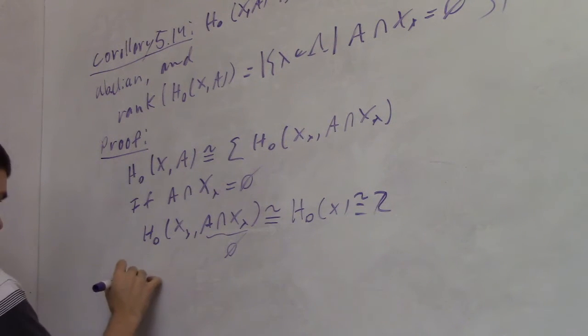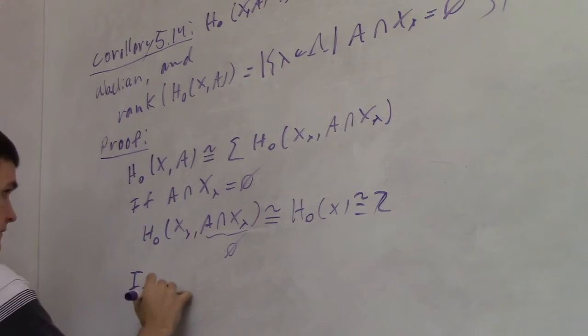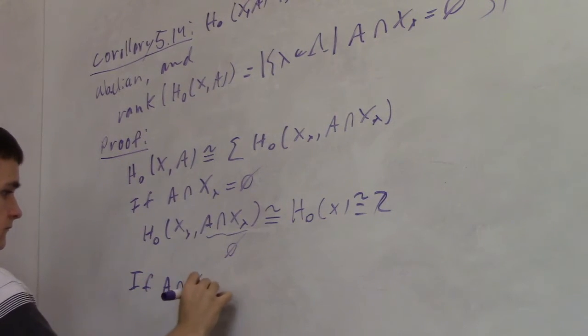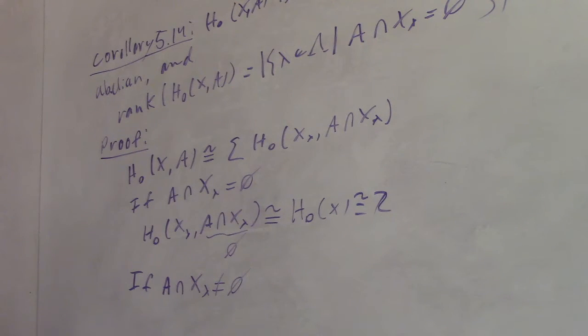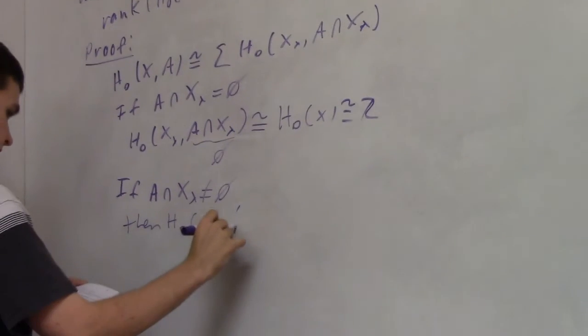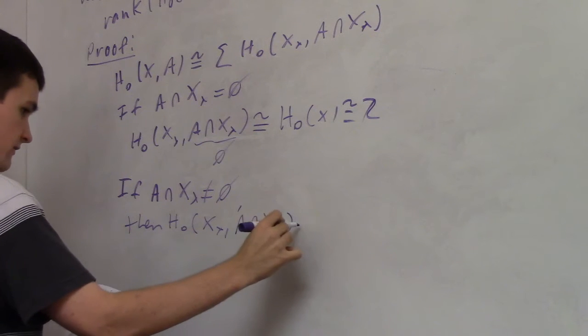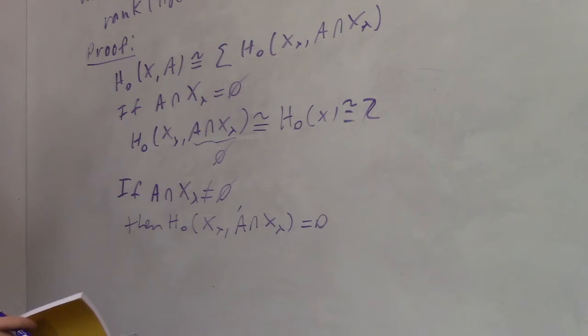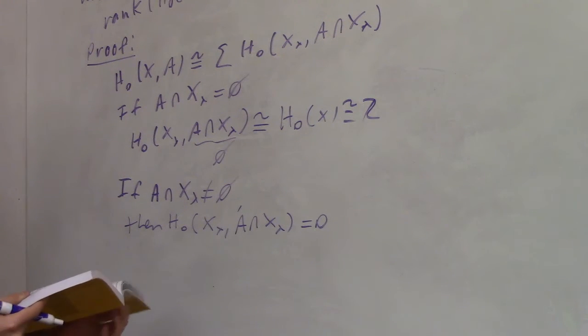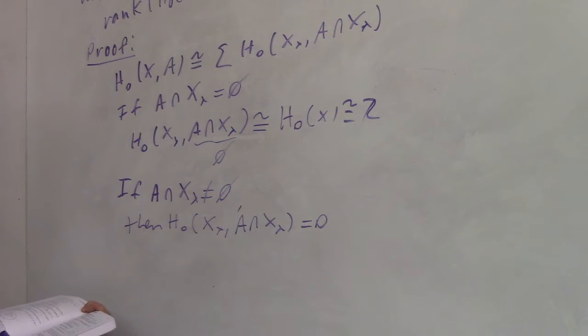So then, if on the other hand the intersection does not equal the empty set, then we have H_0 of X sub lambda, A intersect X sub lambda is equal to 0 from Theorem 5.12: if X is path connected and A is a non-empty subspace, which is what we have here, then H_0 of X, A is 0. So there you go.